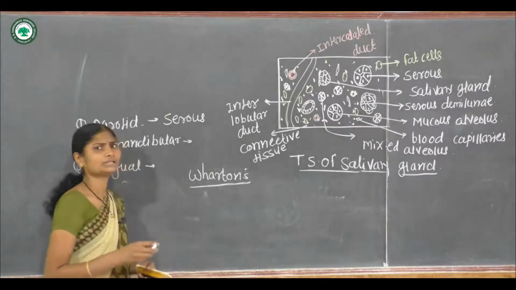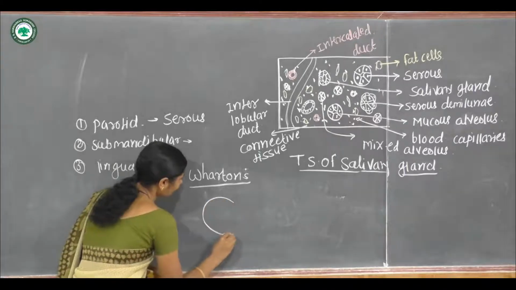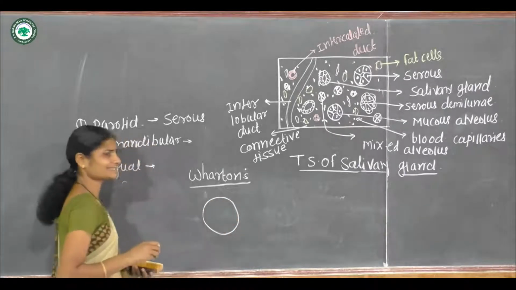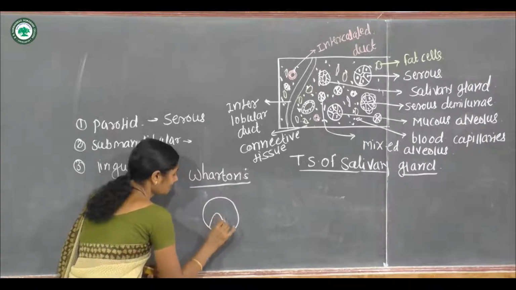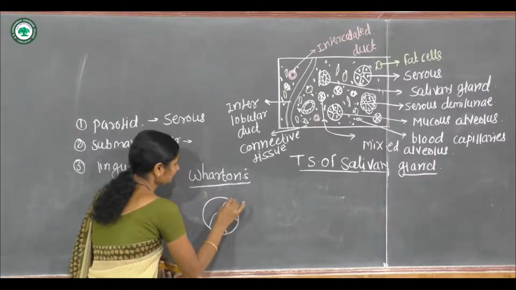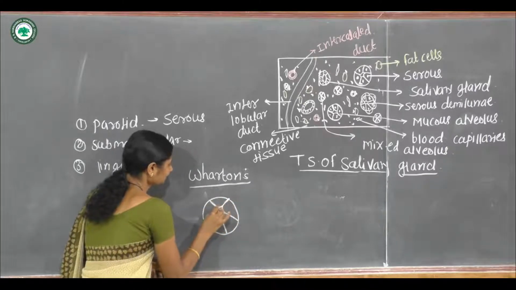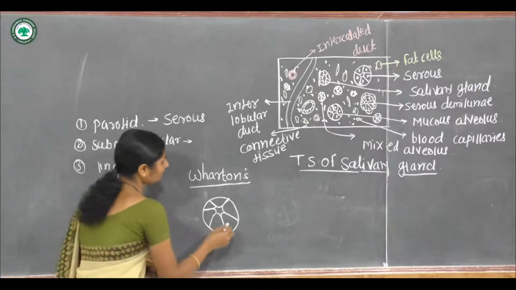These submaxillary glands are two in number, and the submandibular glands are mainly of mixed type. We see serous cells in the submandibular gland. Mucous cells are also present, and these mucous cells are pyramidal in shape.